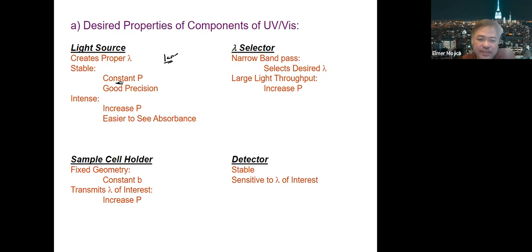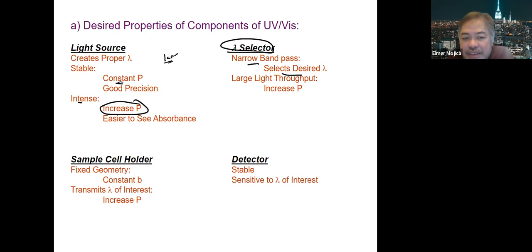Okay? You want your light source to be intense so that you have an increase in the power. And if you have an increase in the power, it's easier to see absorbance. So you want the higher intensity. Now, in terms of what we call the wavelength selector, you want to have a narrow band pass. The narrow band pass allows you to select the desired wavelength. And again, you want the light to have large throughput, and it has something to do with increased power.